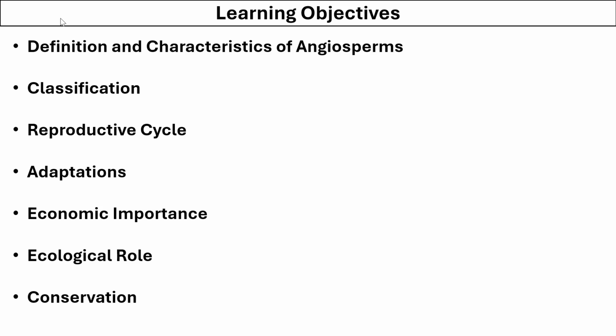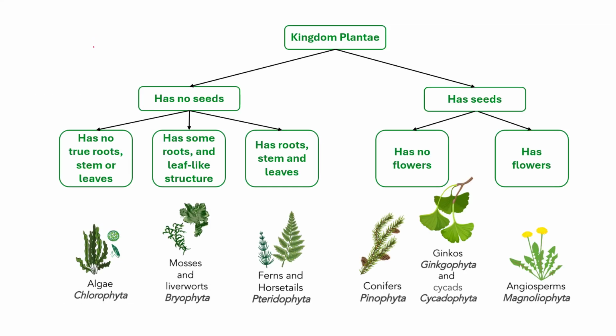In this lecture, we'll learn the definition and characteristics of angiosperms, classification, reproductive cycle, adaptations, economic importance, ecological role, and conservation of angiosperms. We have seen this chart several times before, and we understand that kingdom Plantae is divided based on the presence of seeds or absence of seeds in different plants.